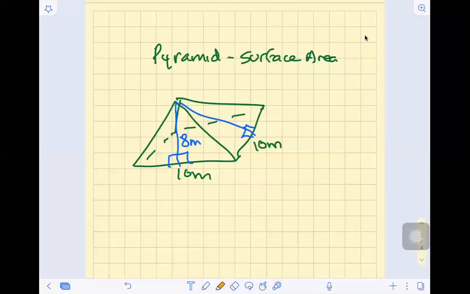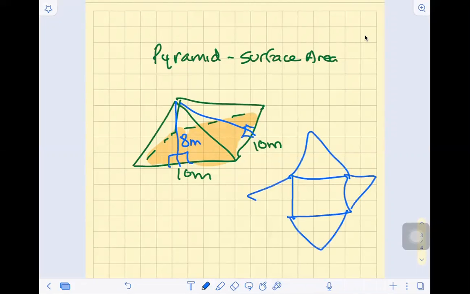Okay, so to get the surface area, first of all, you need the area of the base. And if you fold this out, you have 4 triangles. 1, 2, 3, 4. And then you have the bottom. So the surface area of the bottom as well.